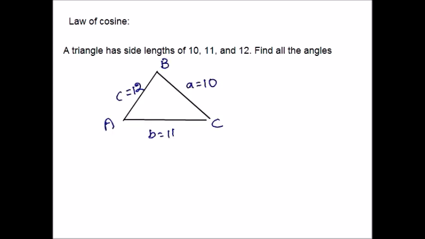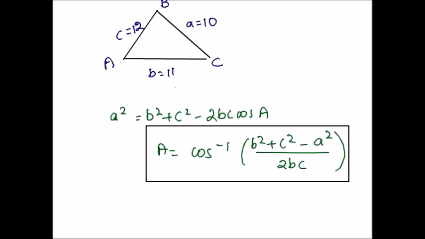Okay, we will find A first. For A, the law of cosine formula would be, to minimize confusion, I'm going to write the formula that I gave you, using the angle version directly. So the formula would be, here is the formula.